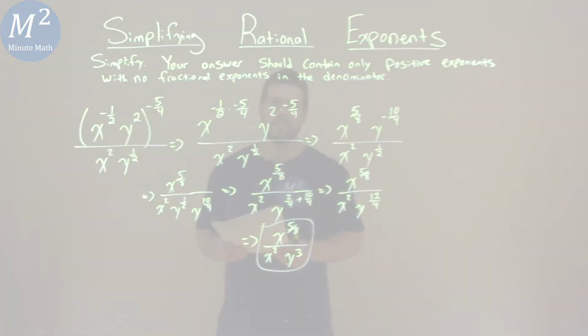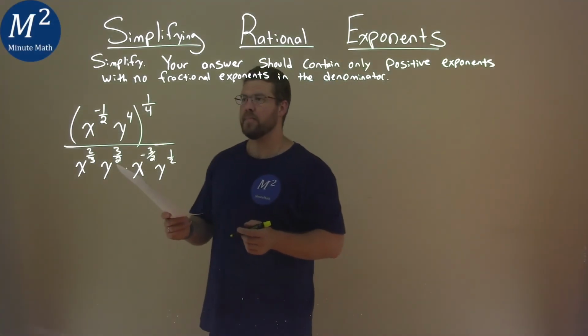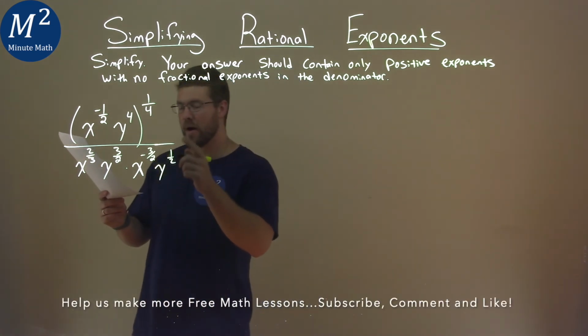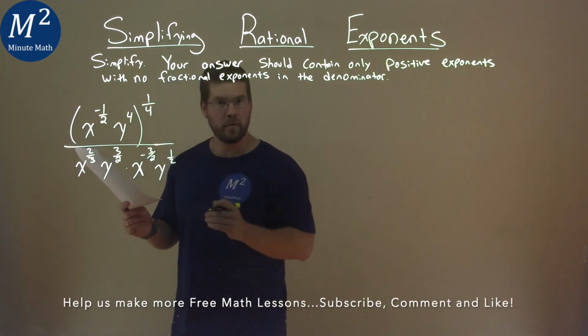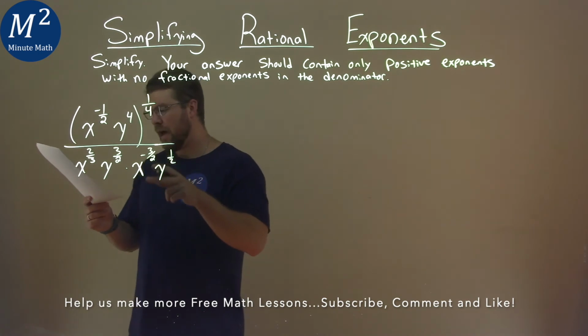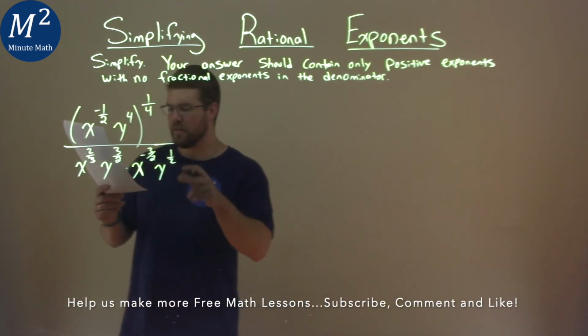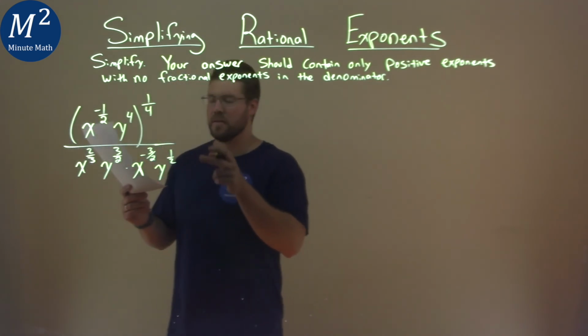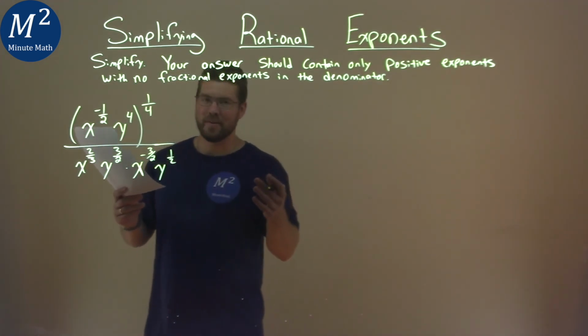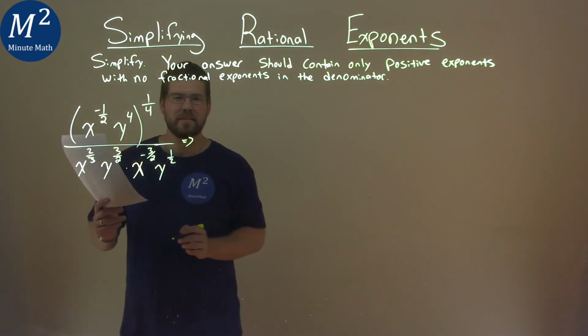We're given this problem right here: x to the -1/2 power, y to the 4th power, all to the 1/4 power, all over x to the 2/3 power, y to the 3/2 power, times x to the -3/2 power, y to the 1/2 power. And we've got to simplify. All right, let's get to work.